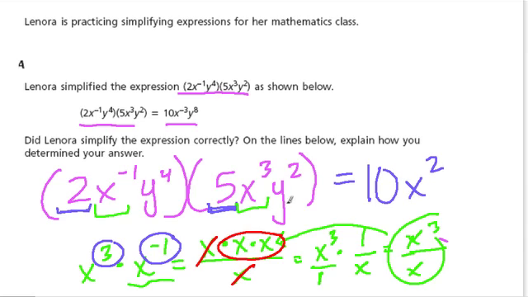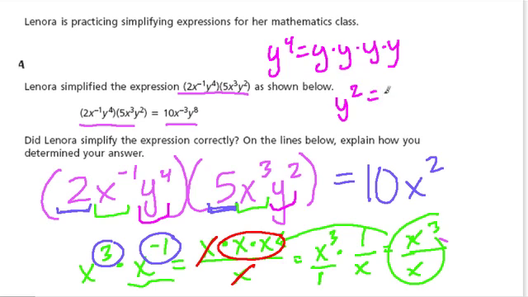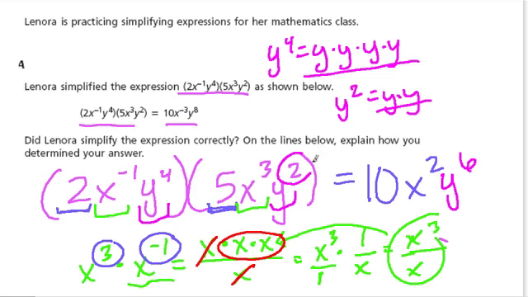And last, we have our y terms, y to the second, y to the fourth. So y to the fourth equals y times y times y times y, and y to the second equals y times y. Multiply them together, and we have 6 y's, or y to the sixth, and we add those two.